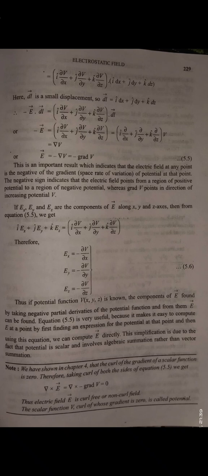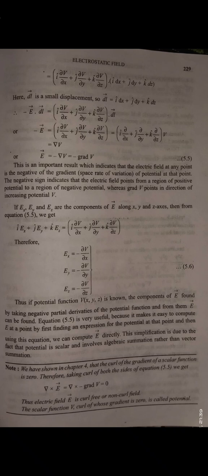Equation 5.5 is very useful because it makes it easy to compute E at a point by first finding an expression for the potential at that point, and then using this equation we can compute E vector directly. This simplification is due to the fact that potential is scalar and involves algebraic summation rather than vector summation.